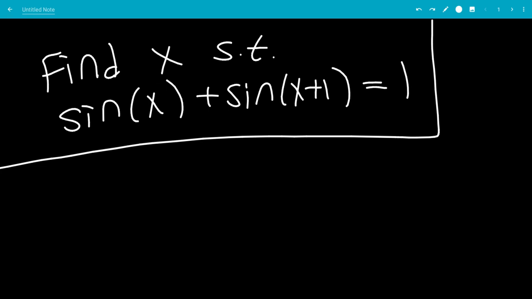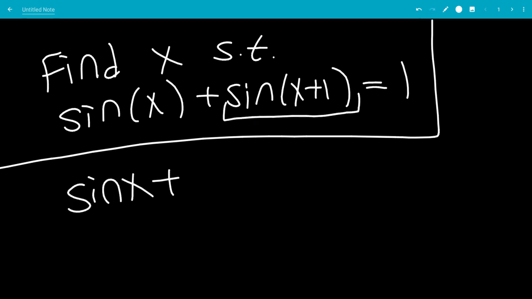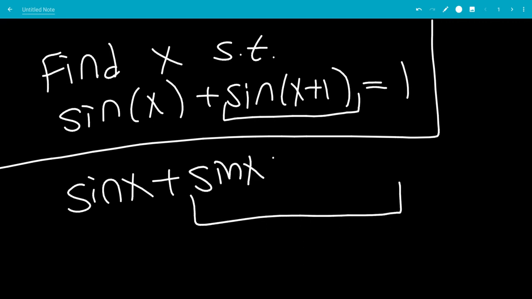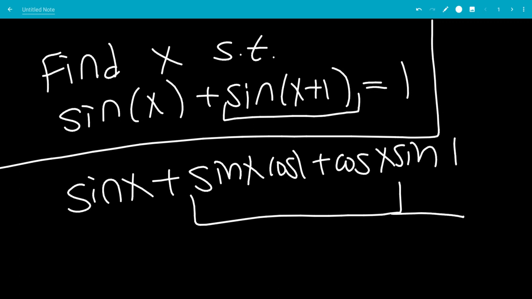In this video, we're going to find an x value such that sine x plus sine of x plus 1 equals 1. So we're going to keep sine x the same. Sine of x plus 1 we're going to write using the angle sum identity for sine. That would be sine x cosine 1 plus cosine x sine 1. That's equal to 1, the right-hand side.